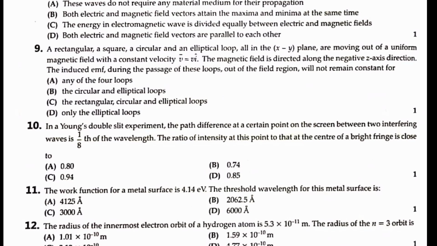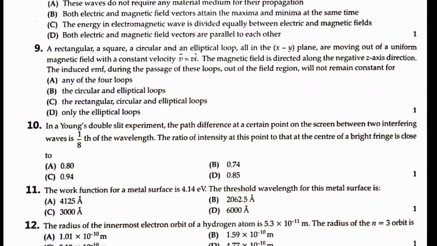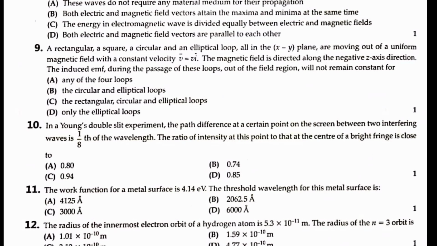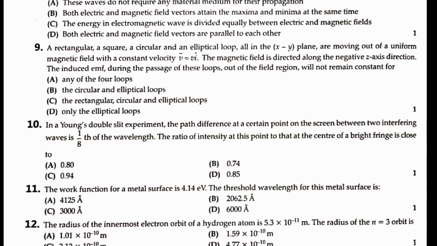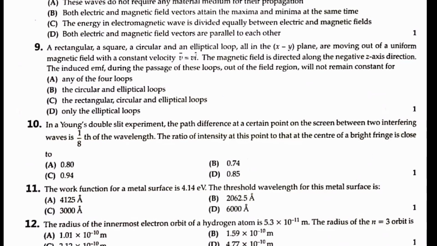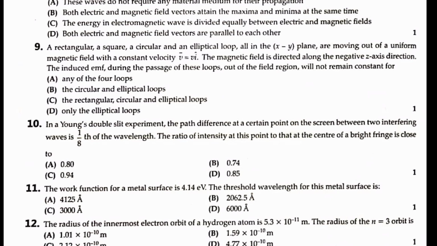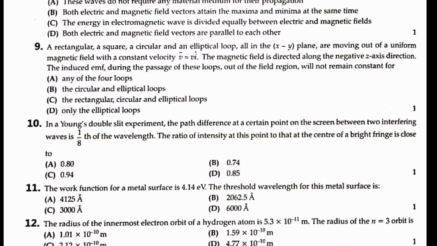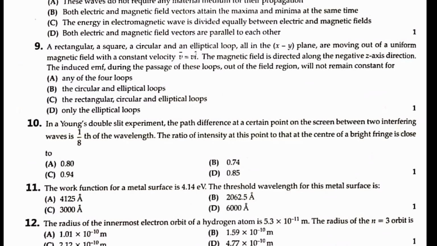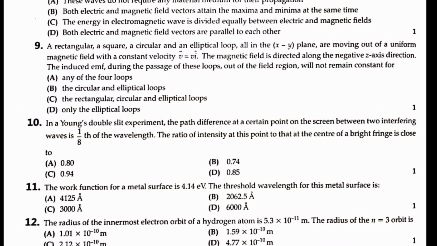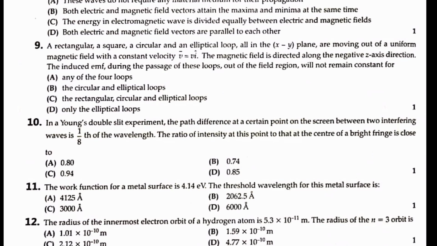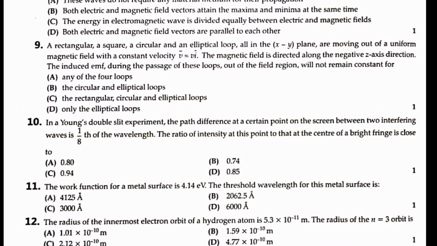Okay. The next question is: in a Young's double slit experiment, the path difference at a certain point on the screen between two interfering waves is 1/8 of the wavelength. The ratio of intensity at this point to that at the center of a bright fringe is close to, the options are 0.80, 0.74, 0.94 and 0.85.